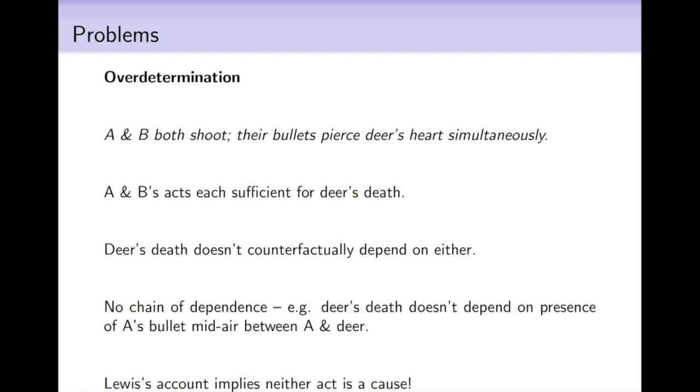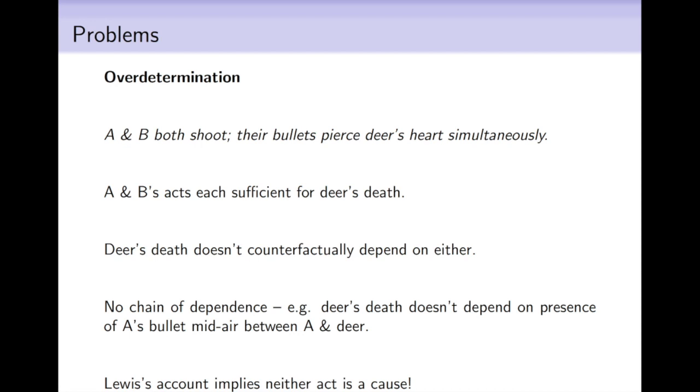One is a problem that we raised also in connection with the regularity account last time. This is the problem of overdetermination, or symmetric overdetermination, as it's sometimes called. Imagine a scenario, different from before, in which Alice and Bob both shoot, and their bullets pierce the deer's heart simultaneously. That's a case of symmetric overdetermination. Both Alice's and Bob's shots are sufficient for the deer's death, and both actually do shoot, unlike in the preemption case. The deer's death doesn't counterfactually depend upon either of their shots, because if either one of them hadn't shot, then the other presumably still would have shot.